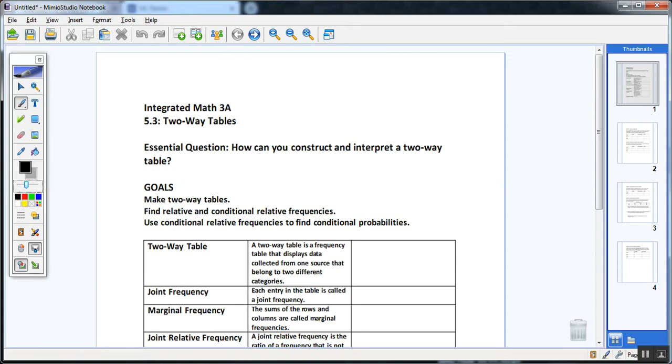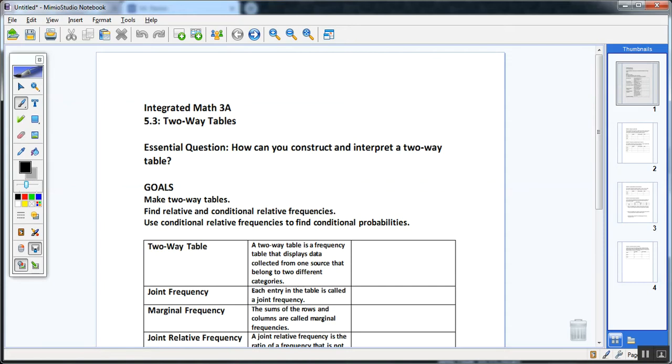All right, kids, here we go. What we're going to start looking at today is kind of a spin-off of what I've been doing, some conditional probability things, or some dependent events, if you will. One way to easily recognize what those conditional probabilities look like for dependent events is to use what's known as two-way tables. So the question we're trying to answer today is, how do you construct and interpret a two-way table?